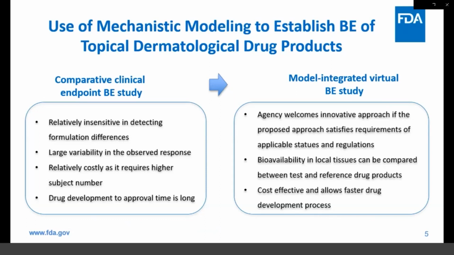The agency welcomes innovative approach given that the proposed approach satisfies requirements of applicable statutes and regulation. The advantage of dermal PBPK model is that we can estimate local tissue bioavailability for test and reference drug products. The model integrated virtual bioequivalence study can also be cost effective and may offer faster drug development process.